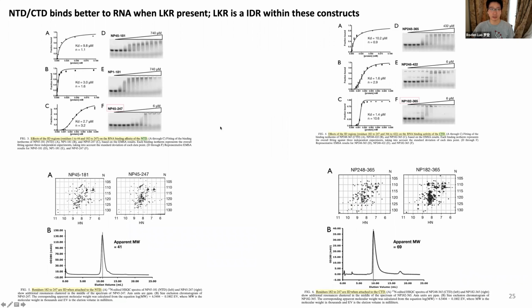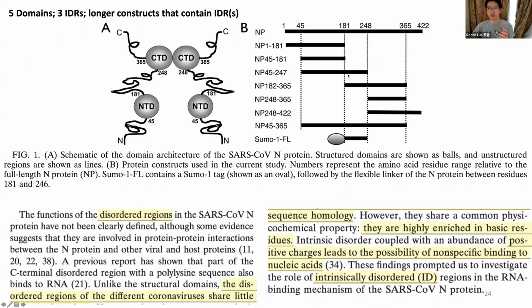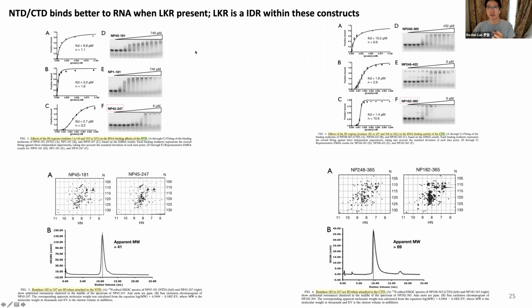These are some results from biochemistry experiment. The KD is the dissociation constant. The smaller, the stronger the interaction. They are checking the interaction with RNA, so it's RNA binding affinity. They find the conclusion is that NTD and the CTD will bind better to RNA when either of this side or this side is present, and if the middle part, the LKR, is present, then it's the best, as shown here.